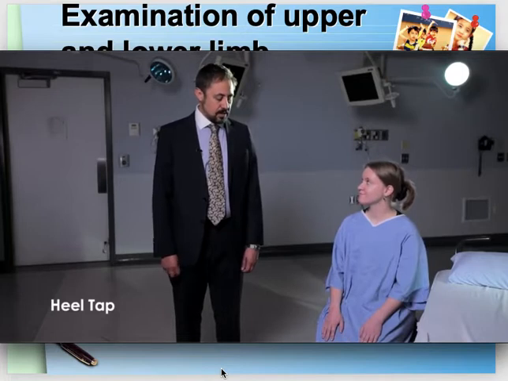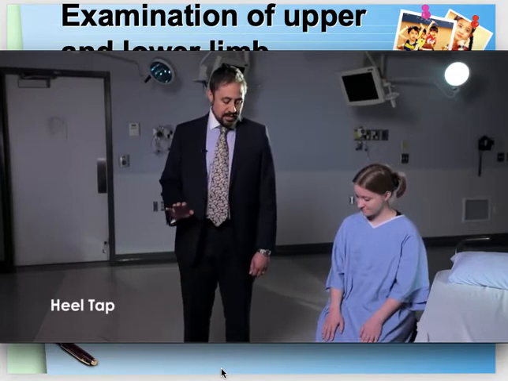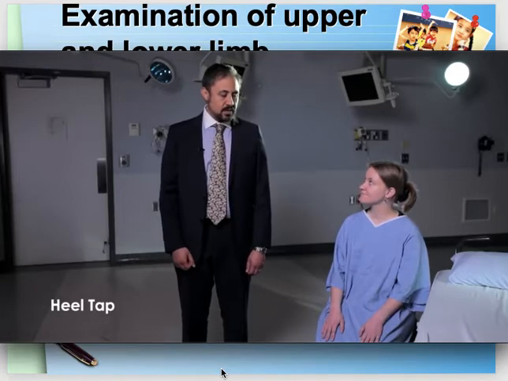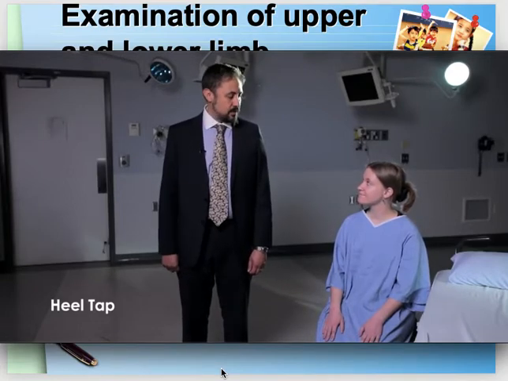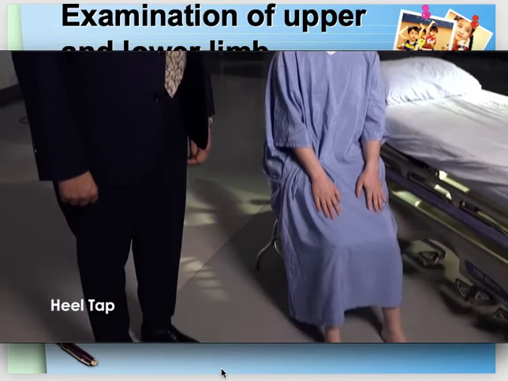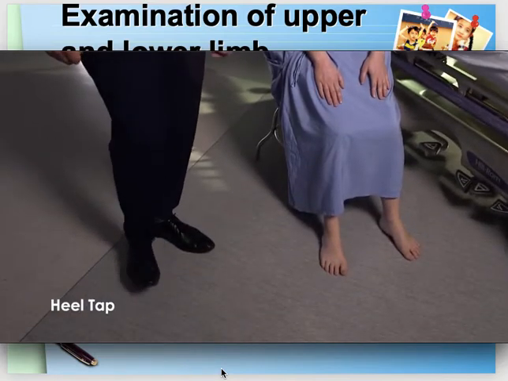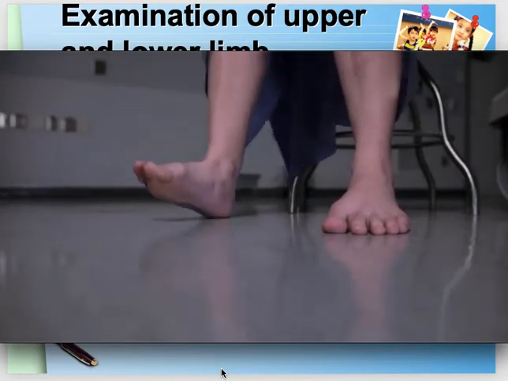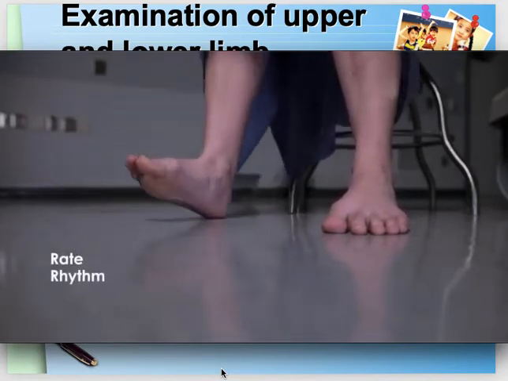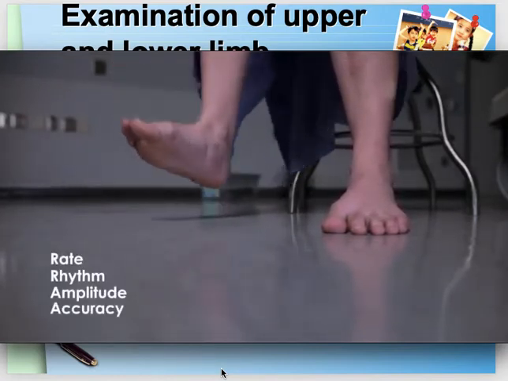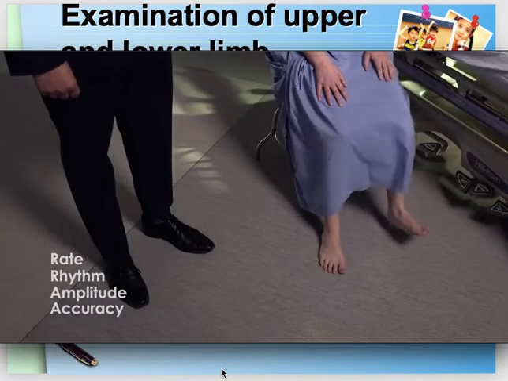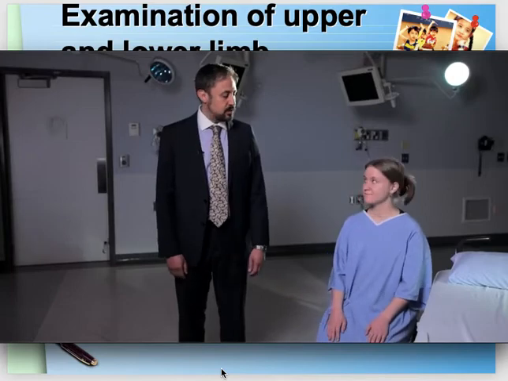Now this time I'm going to ask you to lift your whole leg off the floor and tap your heel on the same spot. Try to make the heel movements nice and quick, and try to lift your heel about 10 centimeters off the floor. So what I mean is something like this. Just tap like that. Try that with your right leg. Again, look for rate, rhythm, amplitude, and accuracy of the heel tap. And try it with the left leg. Great. Again, that's normal on both sides.